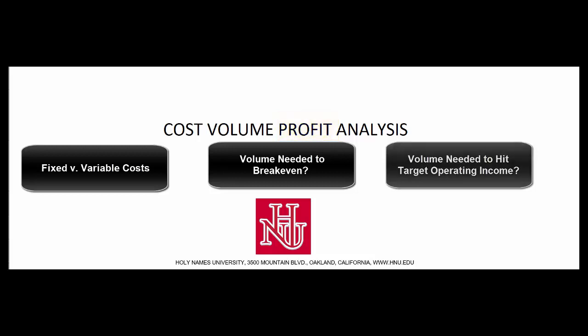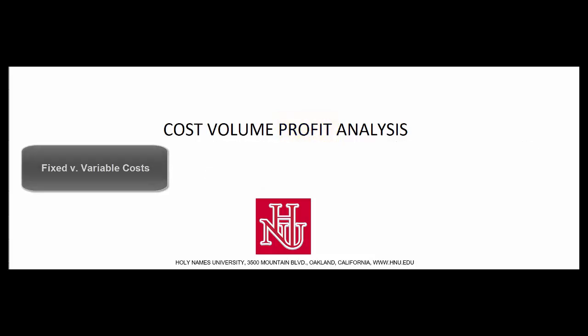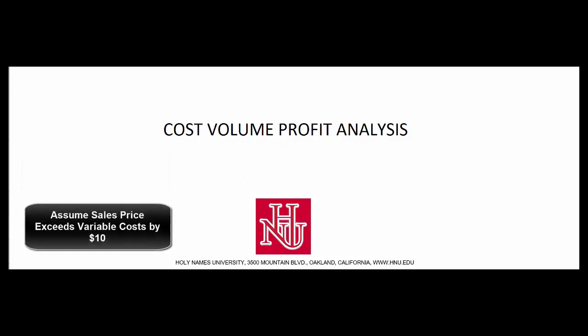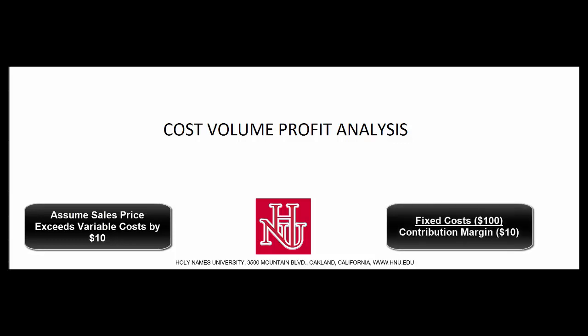For example, if we make $10 on every product that we sell, in other words, if each product contributes $10 towards the bottom line, and our fixed costs are $100, we'll have to sell 10 units to break even. And that's all there is to cost, volume, profit analysis.